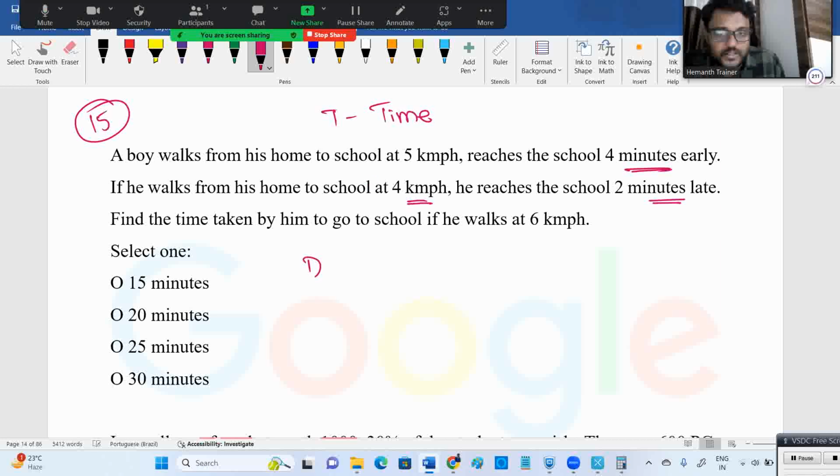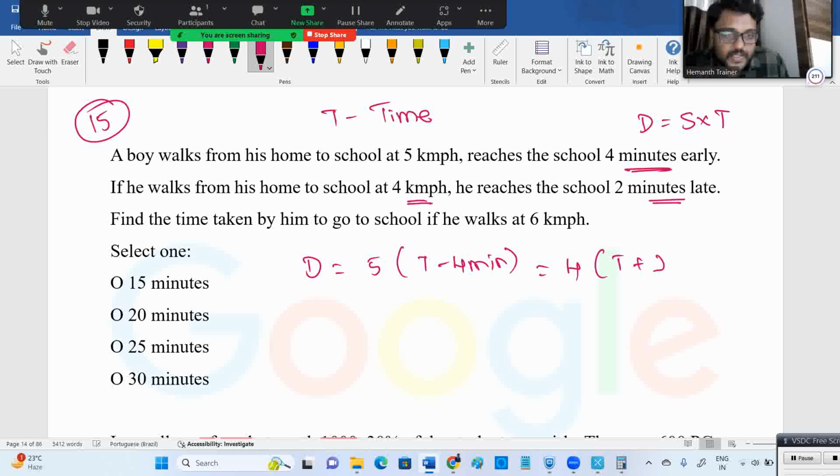You are traveling the same distance with speed 5, you are going 4 minutes early. The same distance with speed 4, distance is speed into time, you are going late 2 minutes. So from these two, what you can understand is t equals minus 20 will go to this side, so 28 minutes. So the normal time taken to reach the office is 28 minutes.